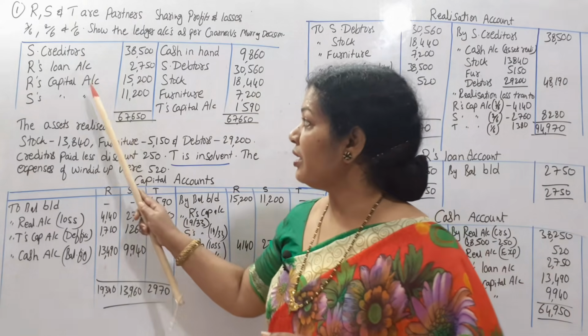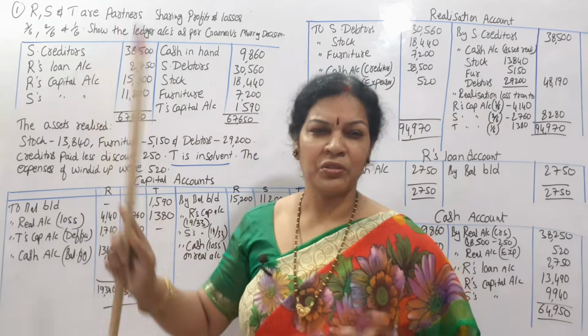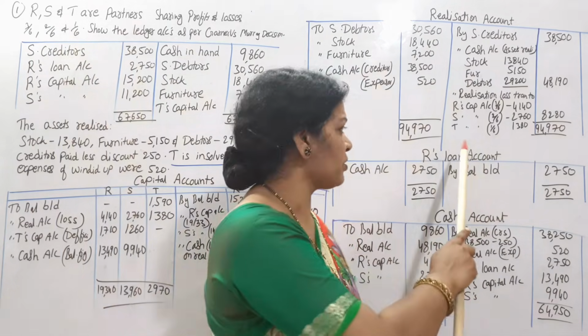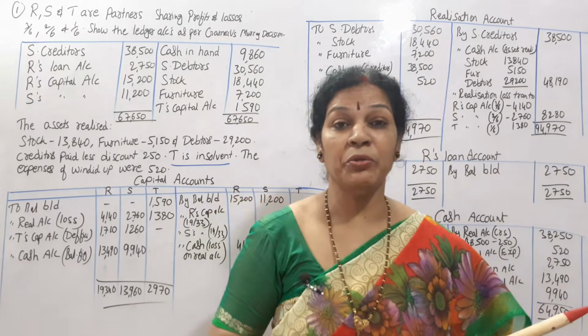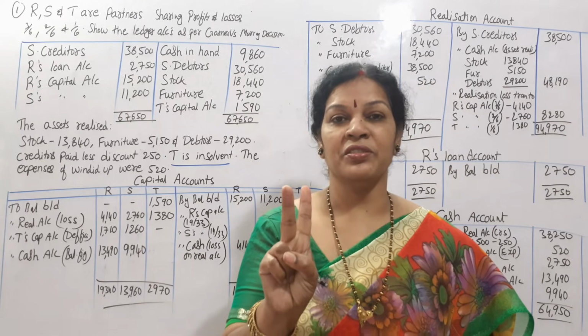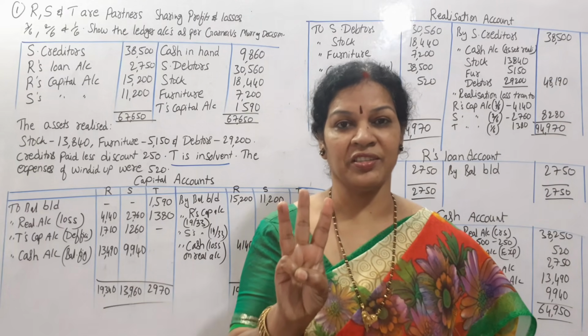Now, here R's loan account is also given. So, separately we are opening R's loan account. If the loan account is not given, this is not required. Generally, what do we prepare? Realization account, capital accounts and cash account. Three things are needed.